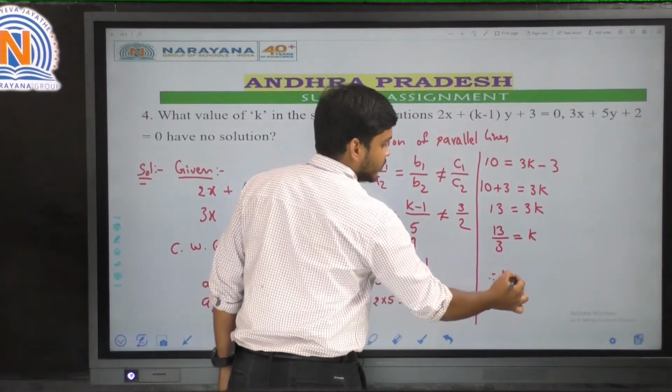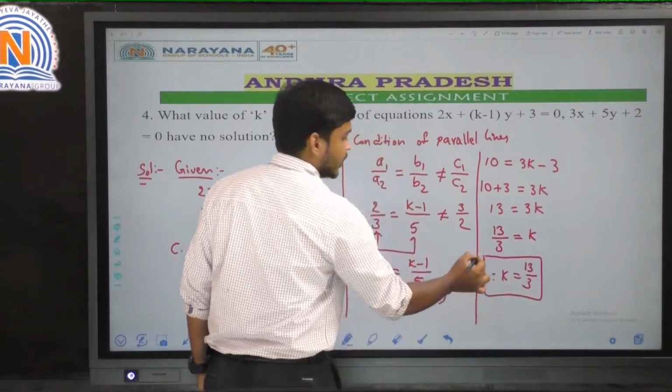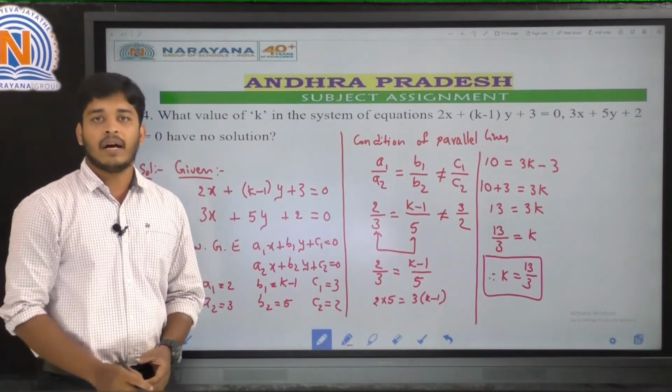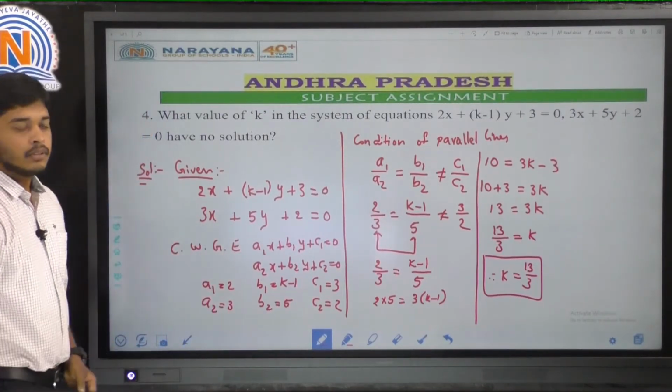If you substitute the k value as 13 by 3, then the two lines are parallel lines, they have no solution. Now the next one.